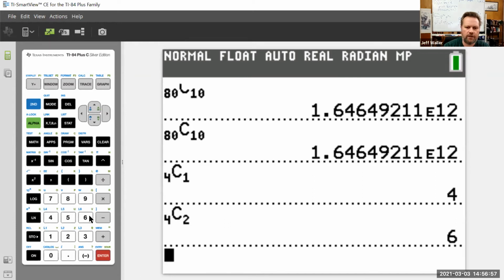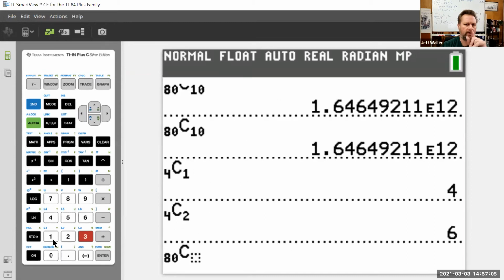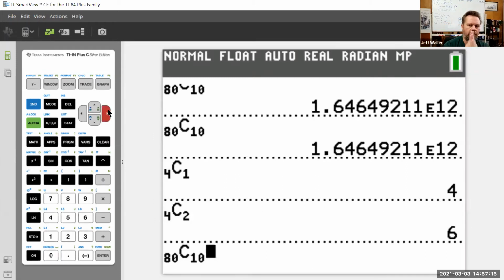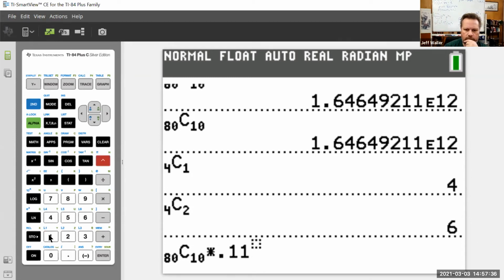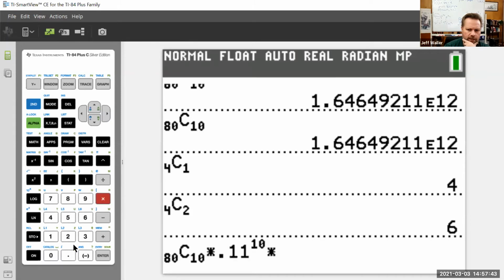Okay, so here's how this is going to work best. You put it all in here at once. So 80, math, probability, 3, 8. Now here's where we have to be a little careful. If you have the newer calculator and it's down here, you have to hit the right arrow to come back up. You don't want to stay down. If you have a calculator that says 80 nCr 10, you're good to keep going. So then I'm going to hit times 0.11 to the 10th. And then I have to hit the right arrow to come back down. Times 0.89 to the 70th, right?